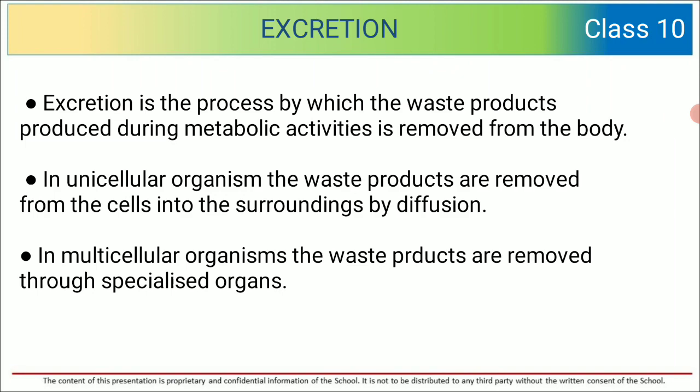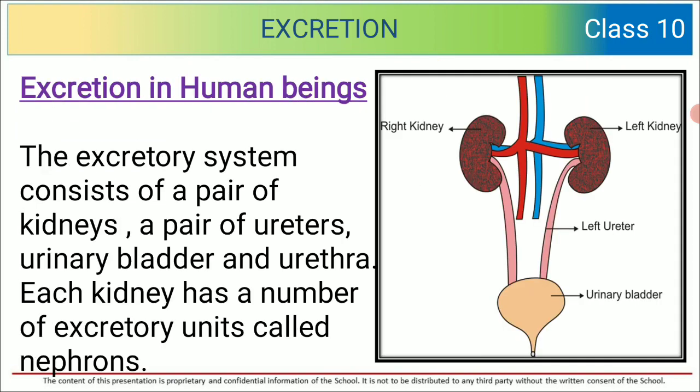In unicellular organisms, the waste products are removed from the cells into the surrounding by diffusion. In multicellular organisms, the waste products are removed through specialized organs. So over here, observe carefully the excretory system, which consists of right kidney, left ureter, urinary bladder. So the excretory system consists of a pair of kidneys, a pair of ureters, urinary bladder and urethra.